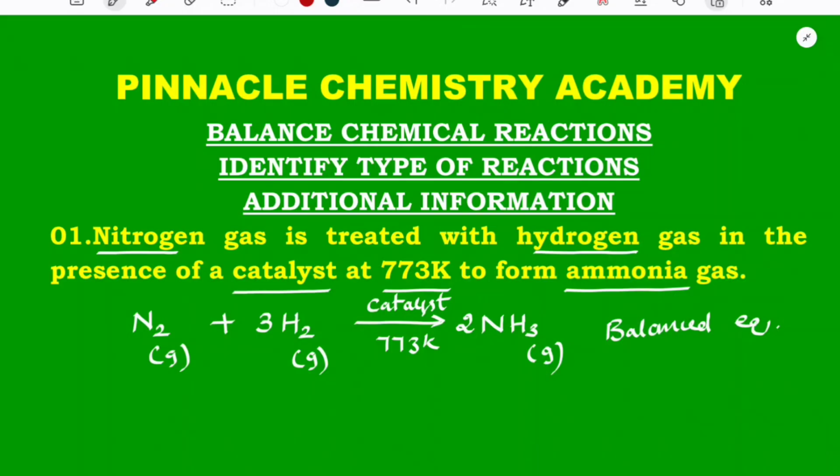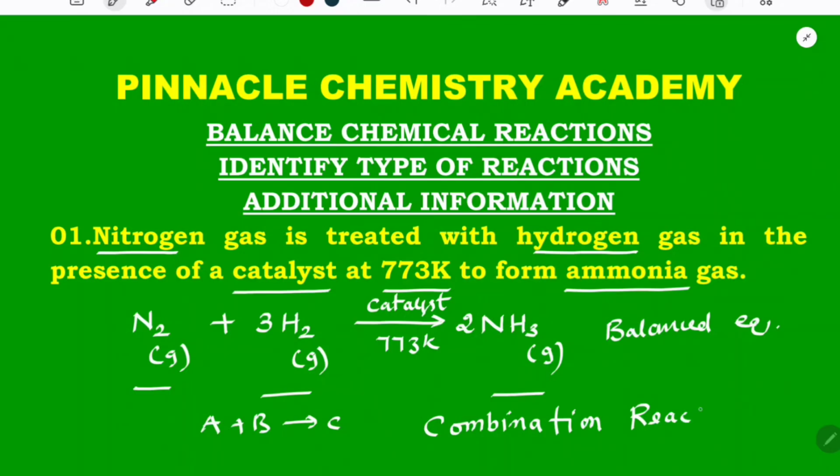Now we can say what type of reaction this is. Here two reactants, nitrogen and hydrogen, are combined into a single product. A plus B gives C format. So which reaction is this? Combination reaction. I hope you understood.